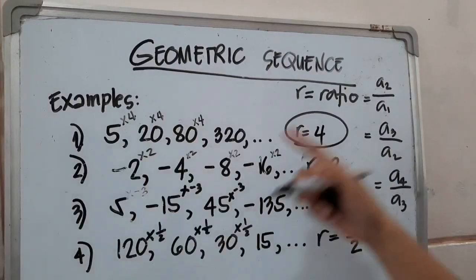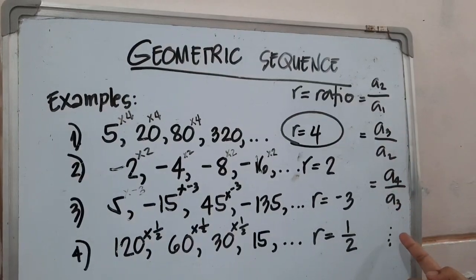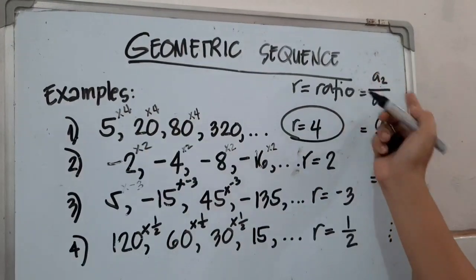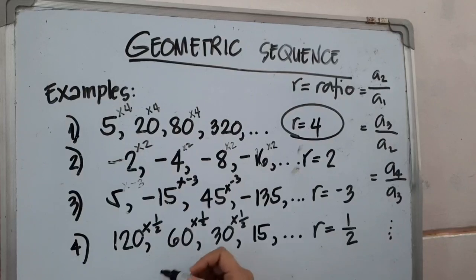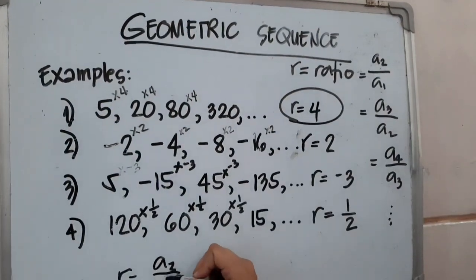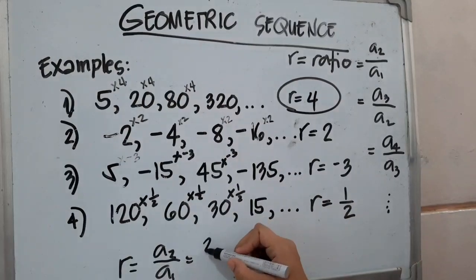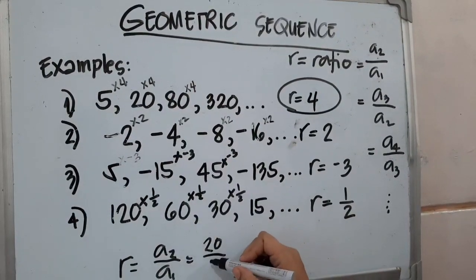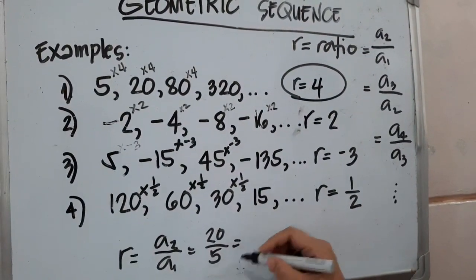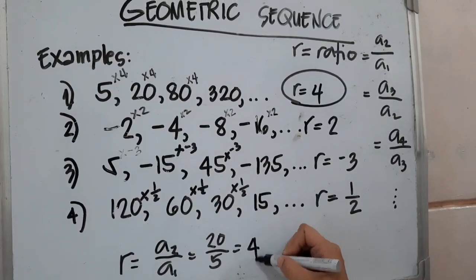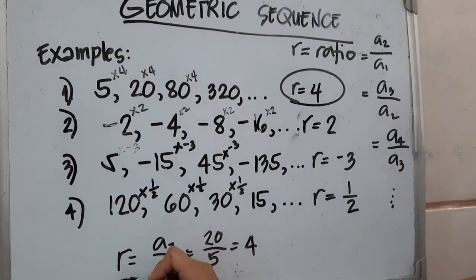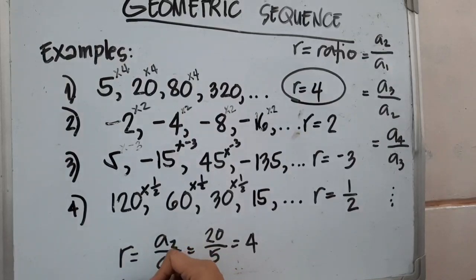So in number 1, if it's hard for us to get the ratio, we'll just use our formula in getting the ratio. We'll have the second term divided by the first term. Of course, our second term in number 1 is 20 divided by our first term, which is 5. So what is 20 divided by 5? Absolutely, that's equal to 4.